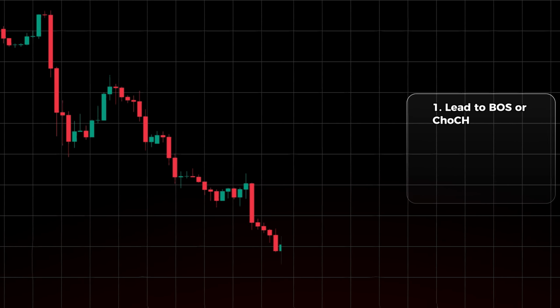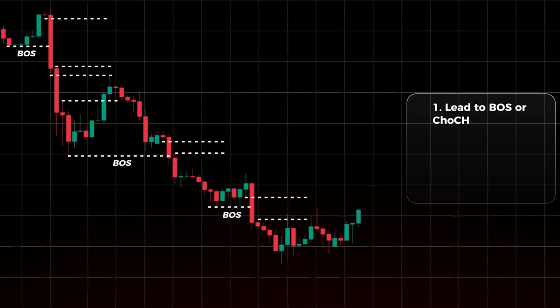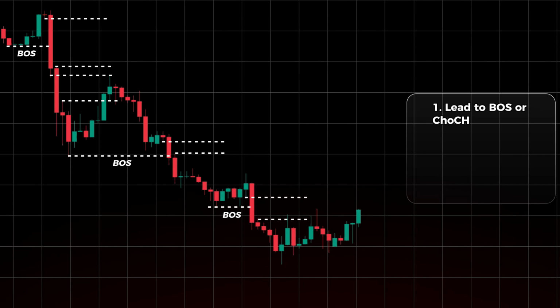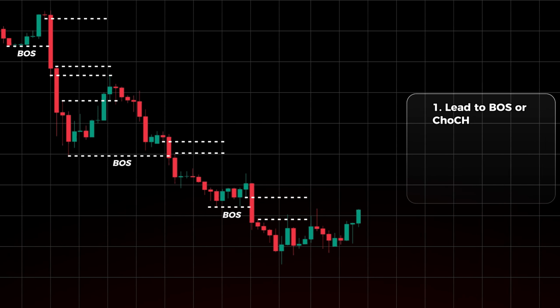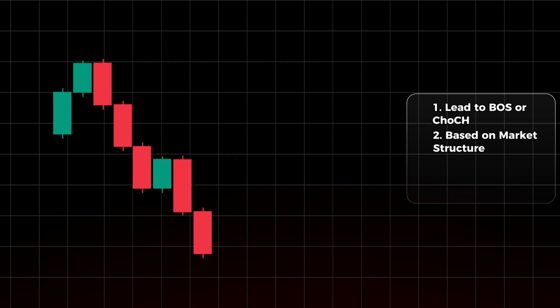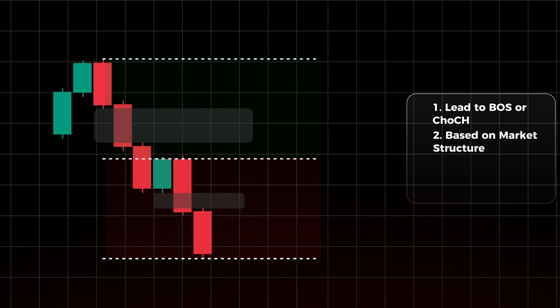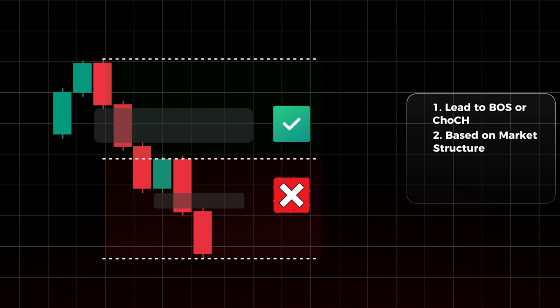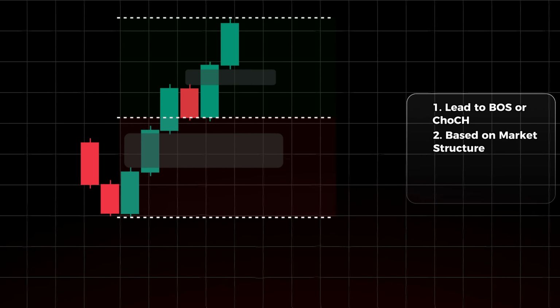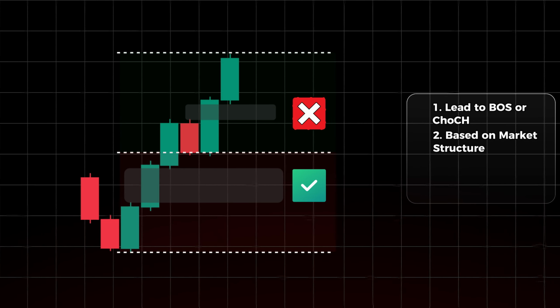First, for a fair value gap to serve as a valid trade entry point, the price must exhibit either a break of structure or a change of character. Without these confirmations, executing trades based on fair value gaps is risky, as they are essential indicators of whether the market will continue its trend or reverse. Second, traders should focus on fair value gaps based on market direction. In a bearish market, priority should be given to fair value gaps located in the premium zone for short positions, while in a bullish market, traders should target fair value gaps in the discount area for long trades.